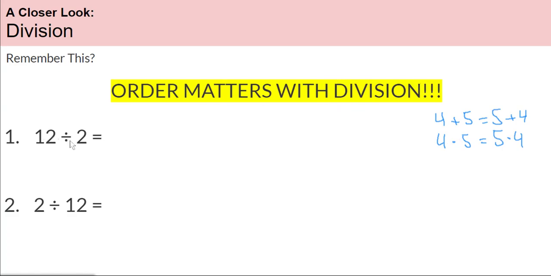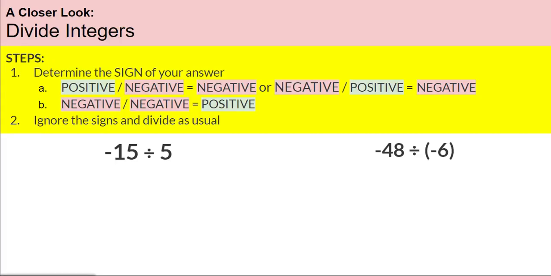Order matters. 12 divided by 2, and we can write it like this if you want, 12 divided by 2 equals 6. But 2 divided by 12, 2 over 12, we'll look at that like a fraction. If I simplify this, I get 1/6. They are not the same thing. This is a whole number. This is a little tiny fraction. So order matters with division. All right, let's try some practice problems.